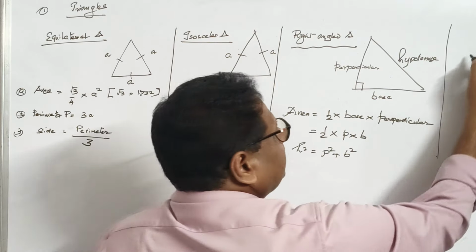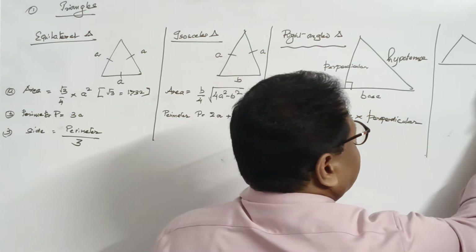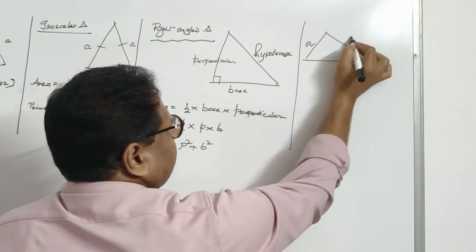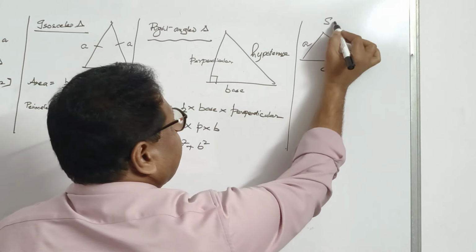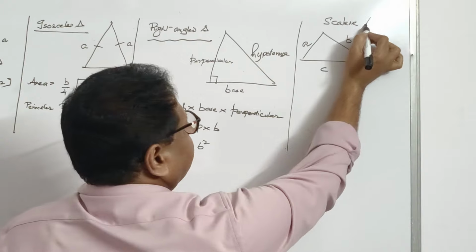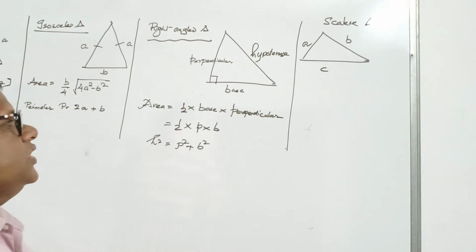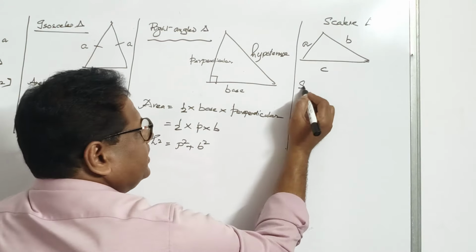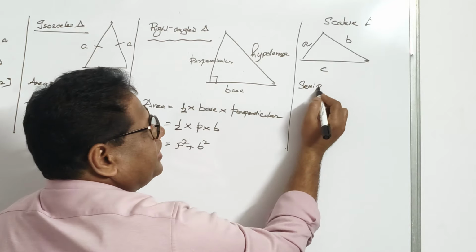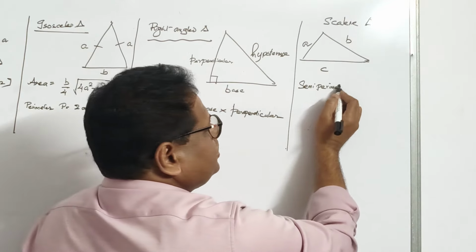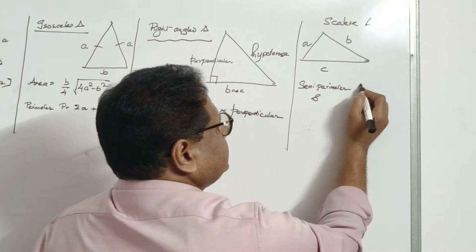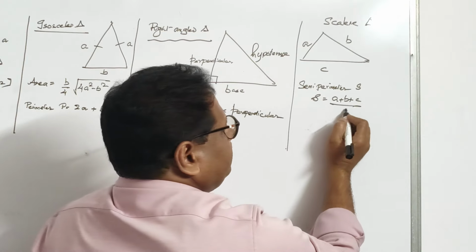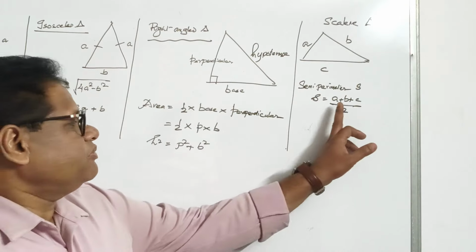Okay, then we have a normal triangle, that is a triangle in which three sides are unequal, A, B, C. This is called a scalene triangle. For a scalene triangle, you can see all the three sides are unequal, right? So first of all you have to get the semi-perimeter. Semi-perimeter means half of the perimeter. So first you get the semi-perimeter S, which is equal to half of the perimeter. You know the perimeter of this triangle is A plus B plus C.